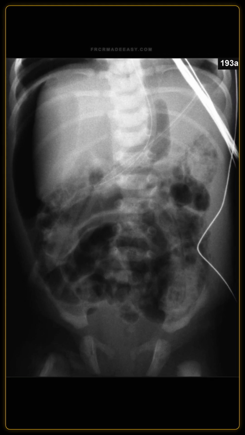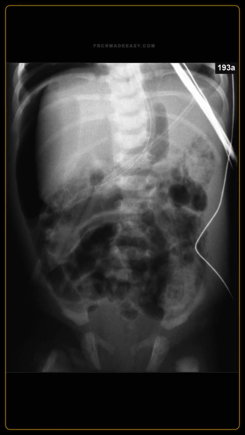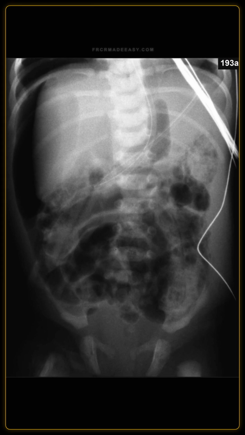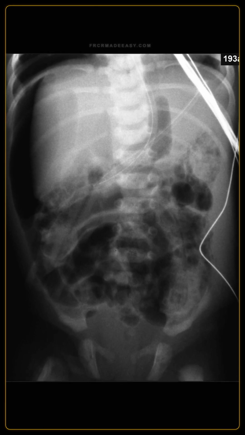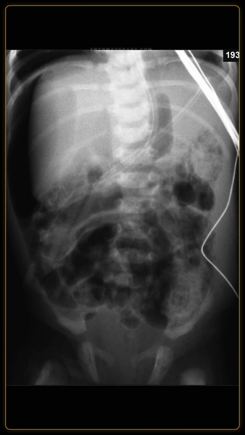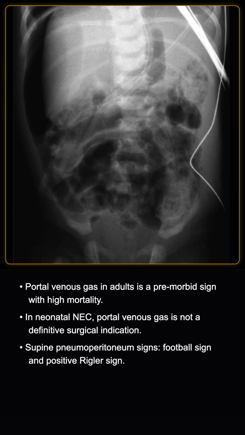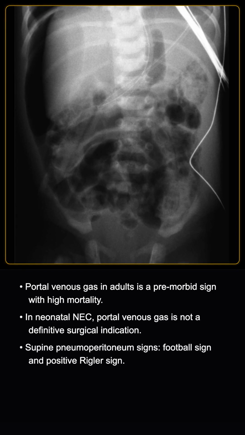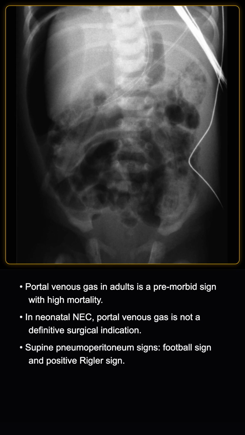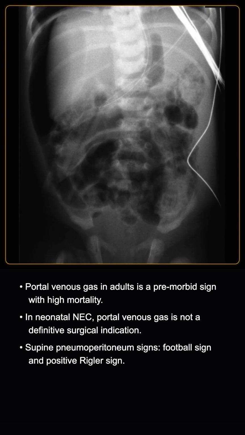Contrast the clinical significance of portal venous gas in neonates with necrotizing enterocolitis versus adults, and list the classic signs of pneumoperitoneum on a supine neonatal radiograph. In adults, portal venous gas is an ominous sign associated with bowel ischemia and carrying a very high mortality rate, often indicating a premorbid state.